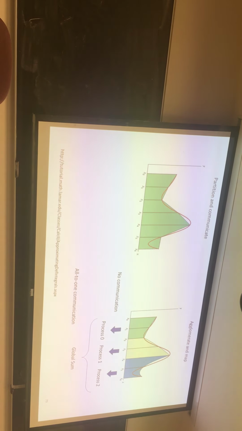In this case, let's suppose we have 3 processes. So let's agglomerate the adjacent trapezoids into one process, and we map them to process 0. Then for the next one, the yellow trapezoids, we also agglomerate them and map them to process 1. And the blue one is mapped to process 2. Then we can do a global sum of all these areas. In these steps, there's no communication, so they are very parallelizable. But here we have a global sum that's a bit harder to parallelize.